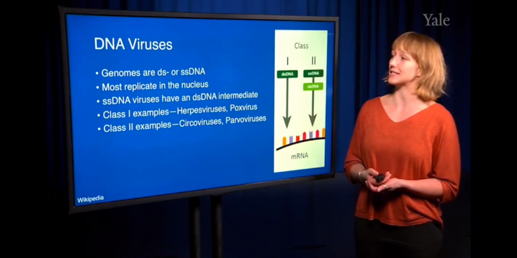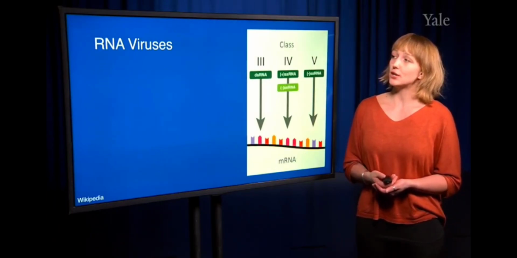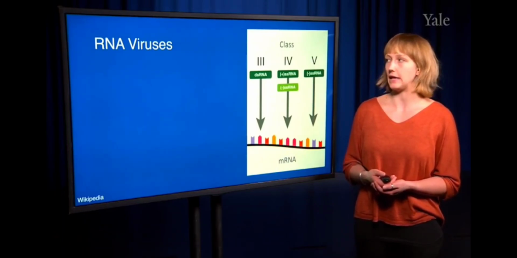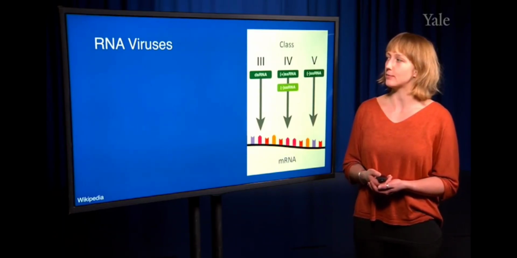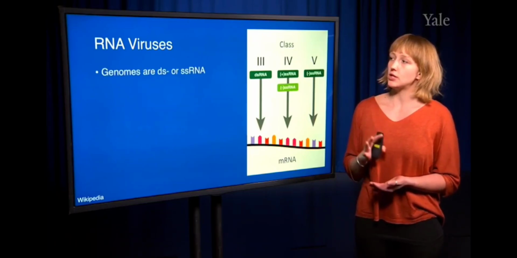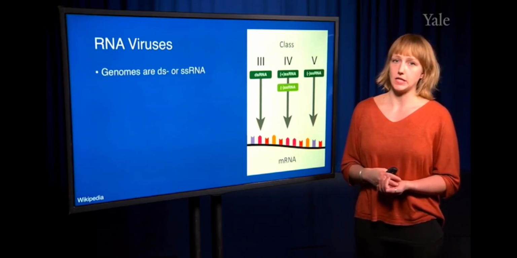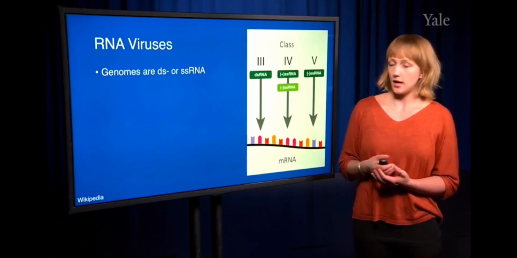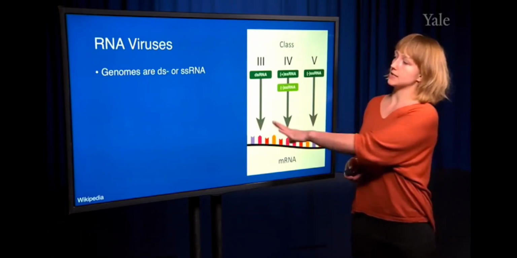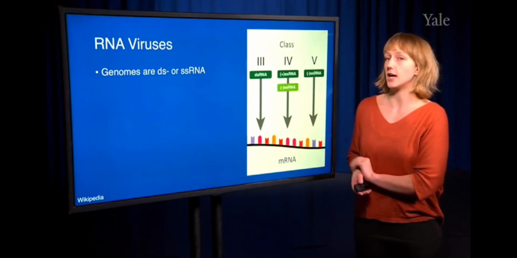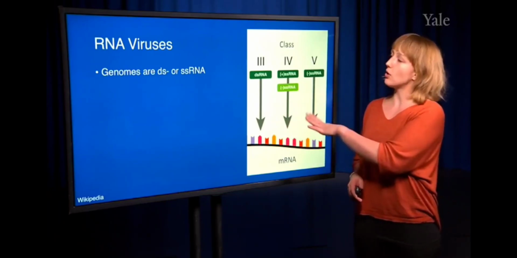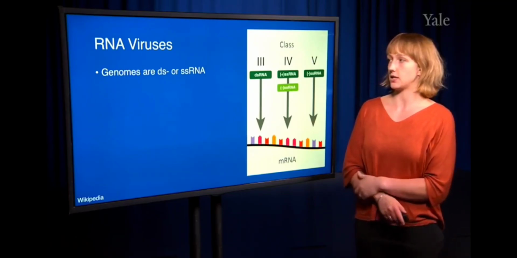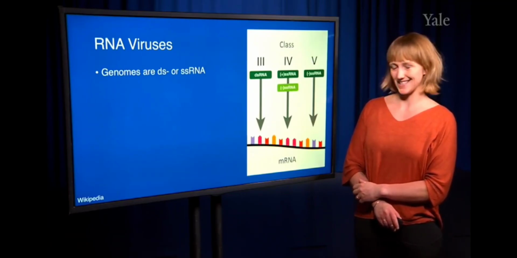Now, if we look at RNA viruses, they come in 3 different varieties in class 3, 4, and 5. So genomes of RNA viruses can either be double-stranded or single-stranded RNA. And you can see, so class 3 is our double-stranded RNA virus family. Class 4 and 5 are both single-stranded RNA viruses, and I'll get into the difference between the two in a little bit.